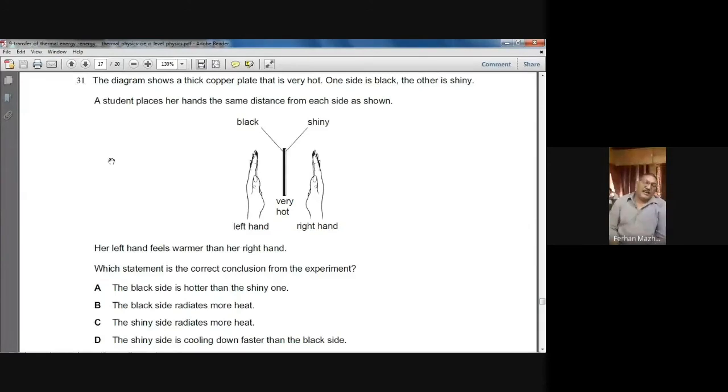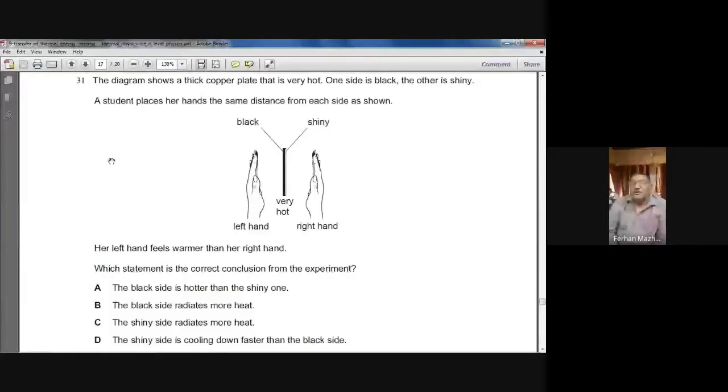C, the shiny side radiates more heat. That's wrong. And D, the shiny side is cooling down faster than the black side. That is also wrong. So what's the option? I think B is the right option. The black side radiates more heat. That's why the left hand feels warmer than her right hand. Okay?